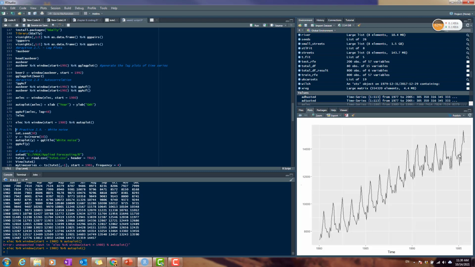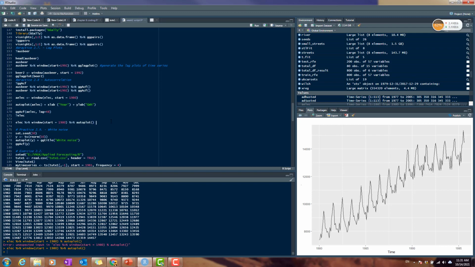I have the graph here, and it looks like it has a seasonal pattern. It goes up and down from season to season, and we also have a trend, a gradual but firm and strong positive uptrend.